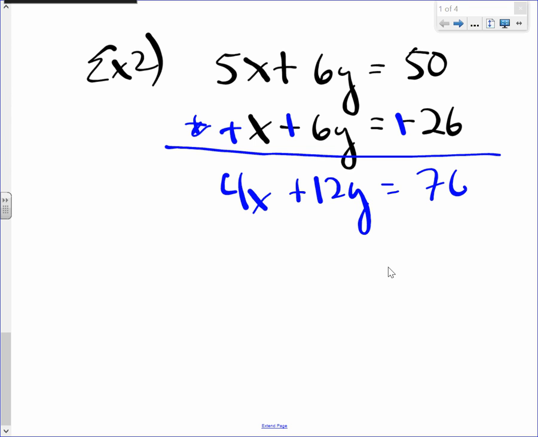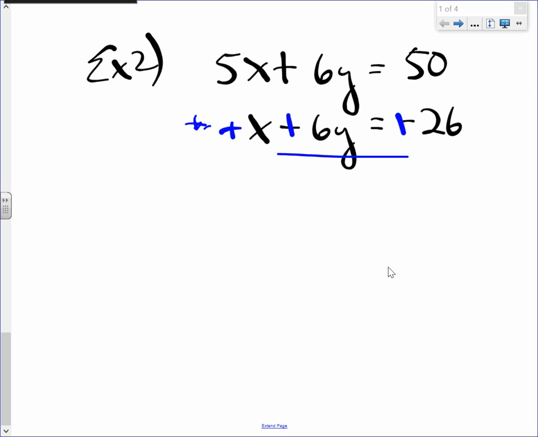That was unhelpful. So we're not going to subtract. What could we do instead of subtracting? Add. Look what happens when we add. Watch the magic.